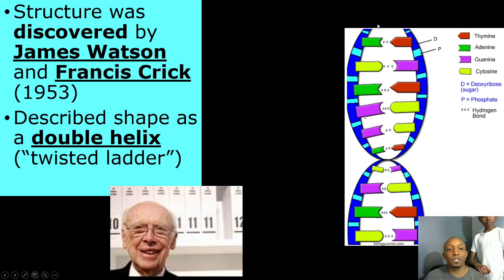The structure of DNA was discovered by James Watson and Francis Crick in 1953. And they described it as a double helix or a twisted ladder. If you look over here to the right, here's that structure of DNA. You have these different colors because the red and the greens match with each other and the yellow and the purples match with each other. We'll be covering why these colors or these bases match with each other in the upcoming slides.